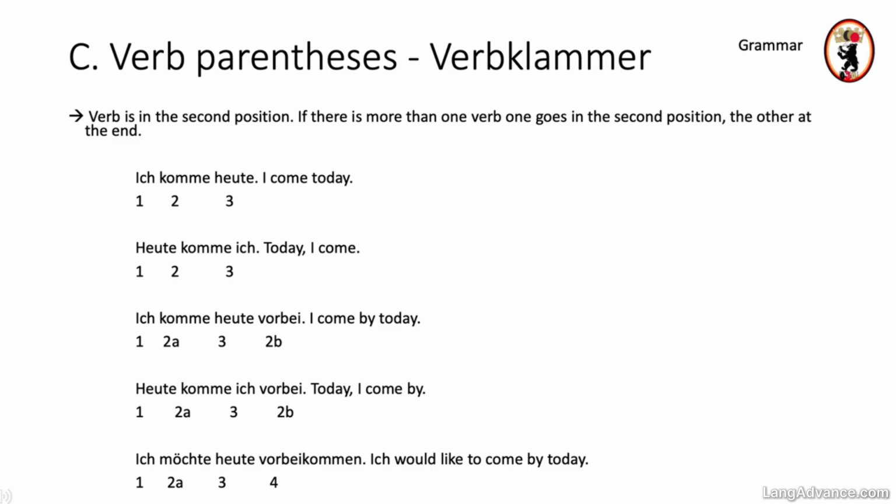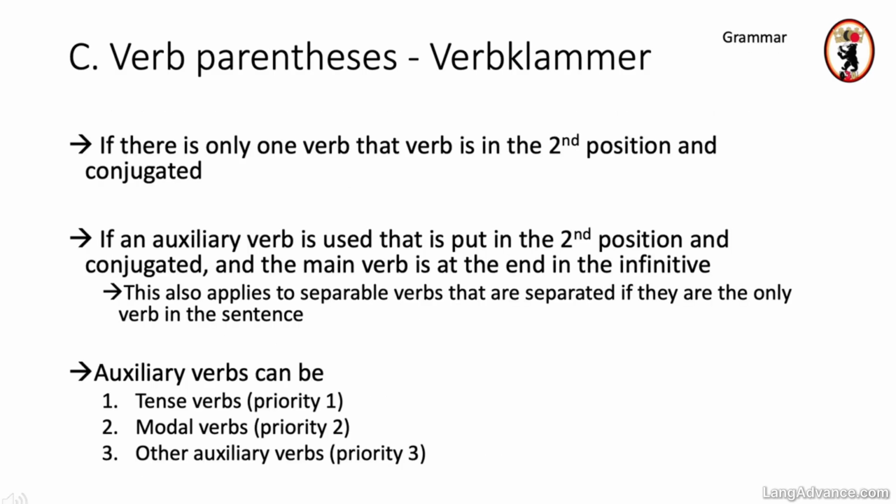Ich komme heute vorbei. I come by today. Heute komme ich vorbei. Today I come by. Ich möchte heute vorbeikommen. I would like to come by today. And you can see how the verb remains in the second position no matter what. Let's summarize. If there is only one verb, that verb is in the second position and conjugated.